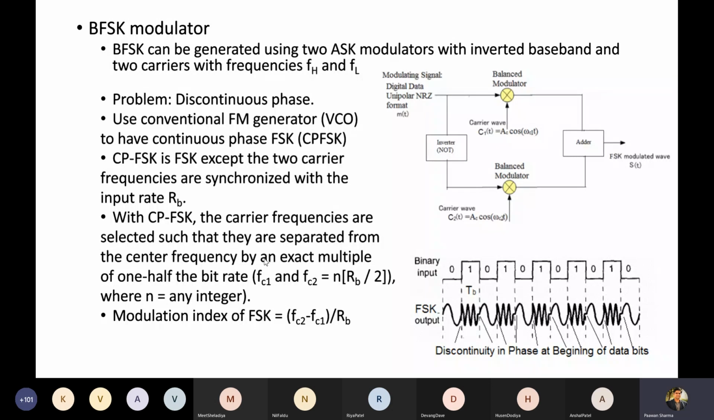And the modulation index for FSK is given by this formula. This is a discontinuity showing in your phase. I hope this is clearly visible on the screen.